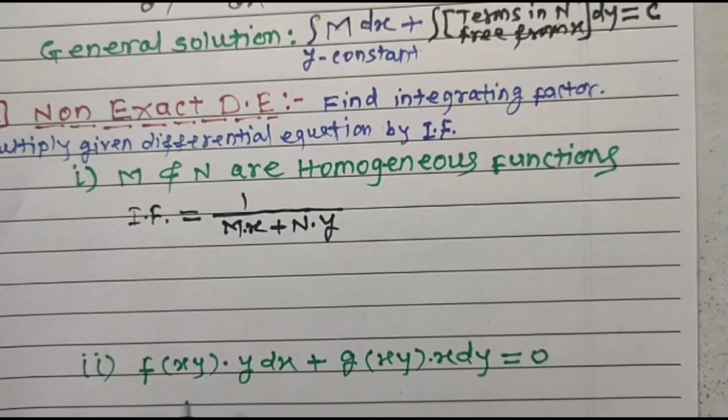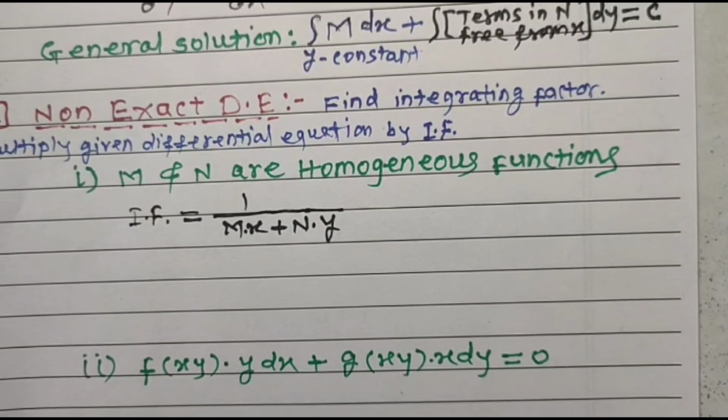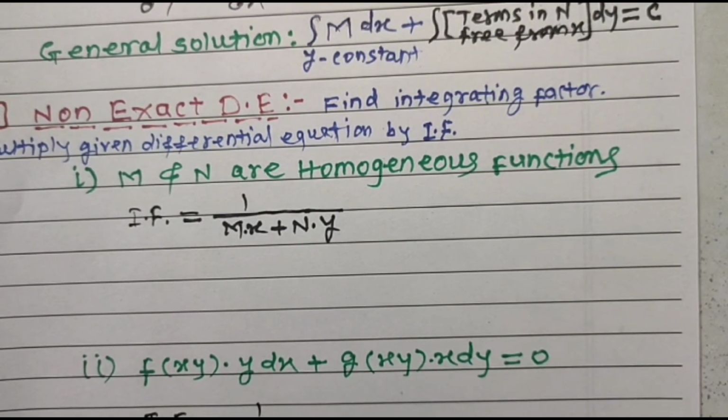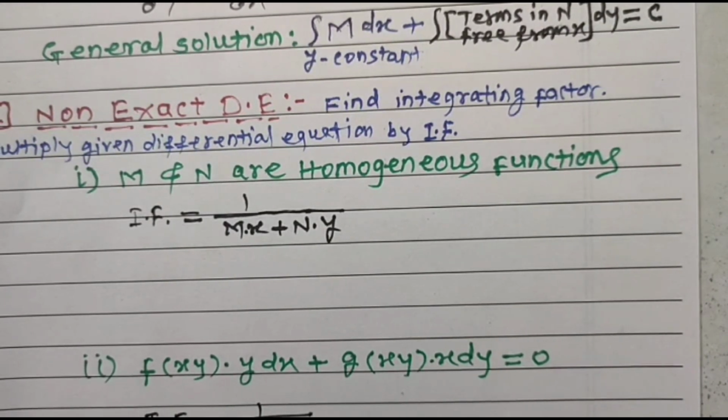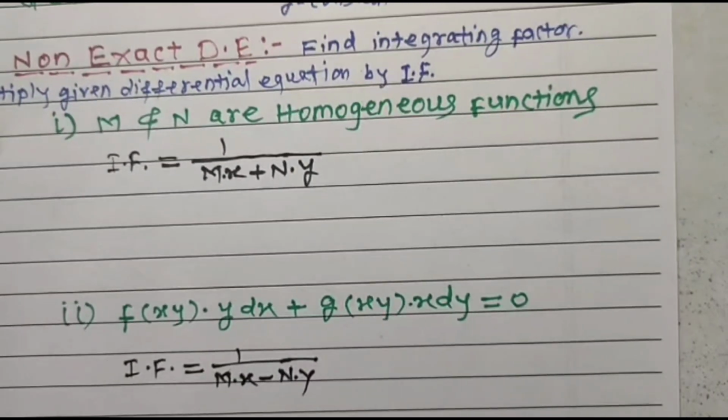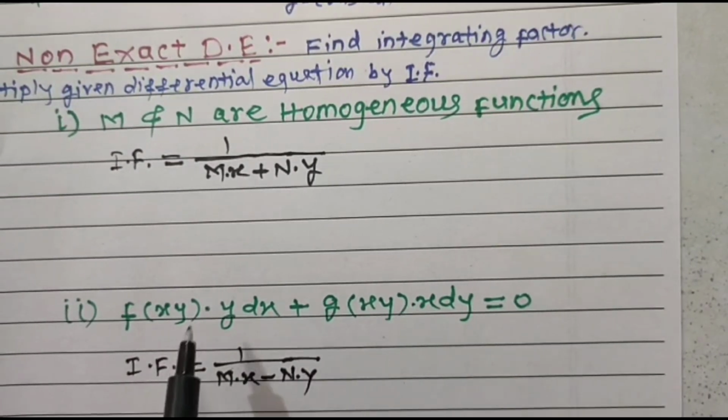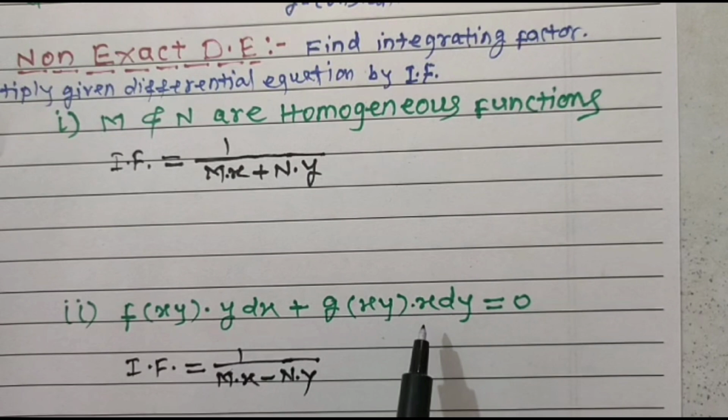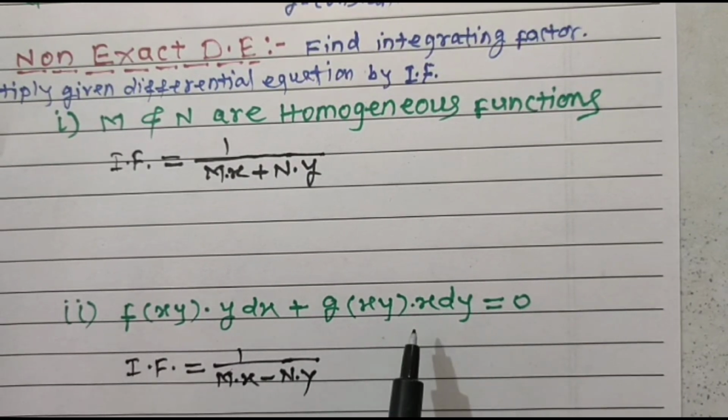Means if suppose the given differential equation is in this form, then we have to find out its integrating factor. The integrating factor for this form is given by 1 upon m into x minus n into y. This is the formula for finding the integrating factor for such a form of given differential equation, which is non-exact.